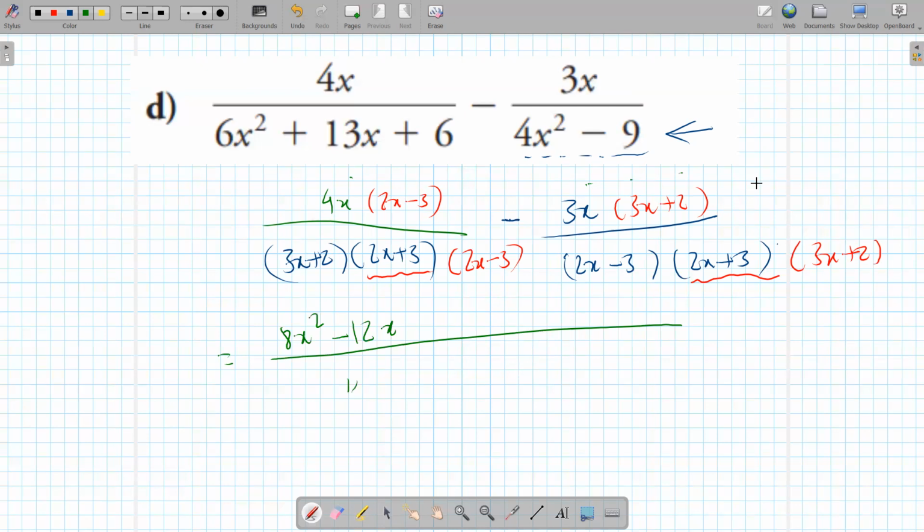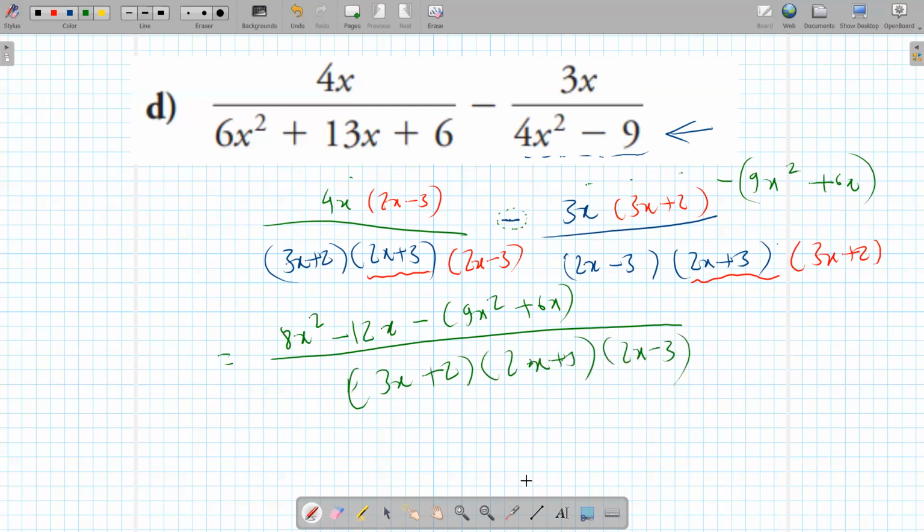9x squared plus 6x. Plus 6x. But the fact that we're subtracting, whenever you're subtracting, you make sure to put this in a bracket. So we have minus 9x squared plus 6x here. And then in the denominator, we're going to have all three of those, the common denominator: 3x plus 2, 2x plus 3, and 2x minus 3.